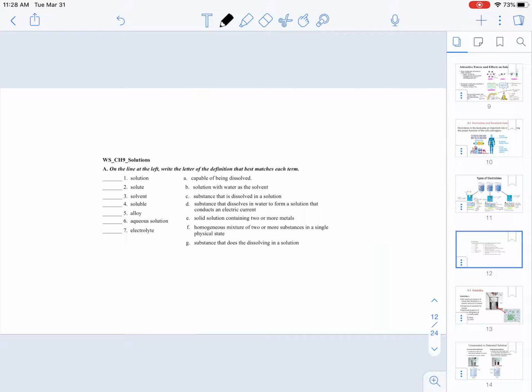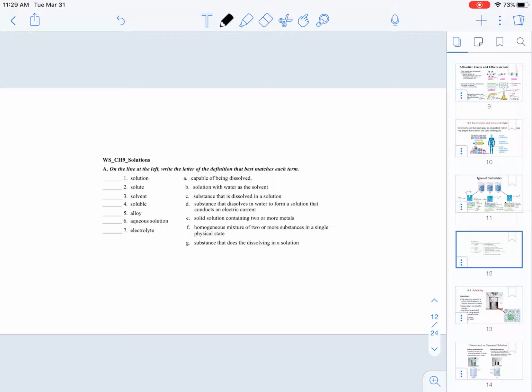Now we are going to part A in the worksheet. As you can see, we have some terms and we are going to match them with the definitions on the right side. So let's get started. Number 1 is solution, number 2 is solute, number 3 is solvent, 4 is soluble, 5 is alloy, 6 is aqueous solution, and 7 is an electrolyte. So let's match them with the definitions that we have on the right.